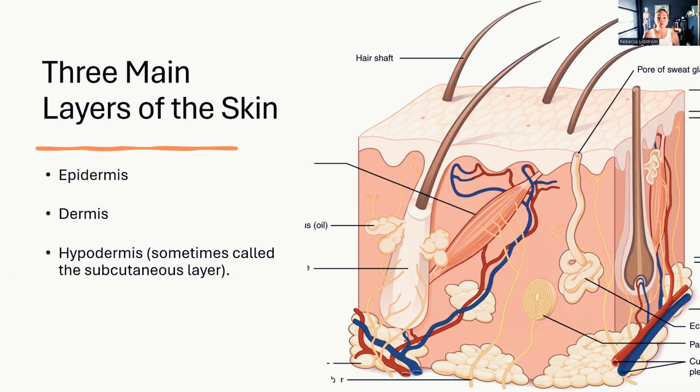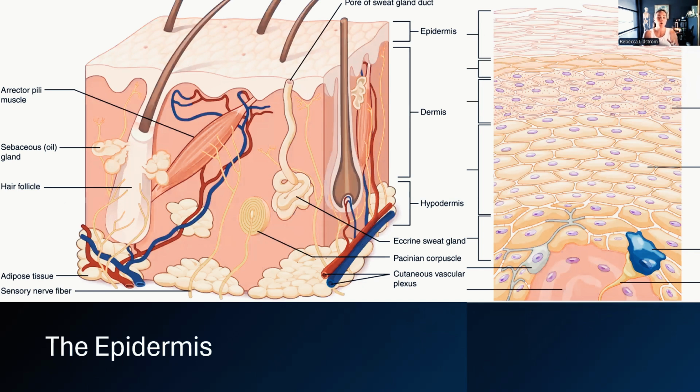Now, the skin has three main layers. Most superficially, we have the epidermis, hence the term epi inside of the word. Below that is going to be the dermal layer or the dermis, and this is going to be the thickest, most middle layer of the skin. And below that is going to be the hypodermis, sometimes called the subcutaneous layer.